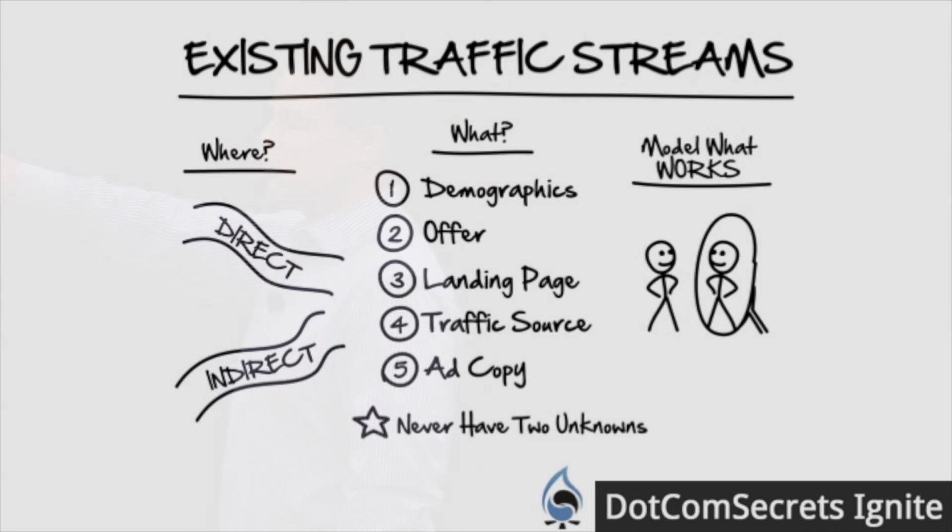Now, there are 5 things I'm looking for when I'm reverse engineering an offer. An offer or a funnel, whatever you want to call it. These are the 5 things I'm looking for. First off is the demographics. This is who, right? We talked about who. Who are they selling to? I need to find out that.